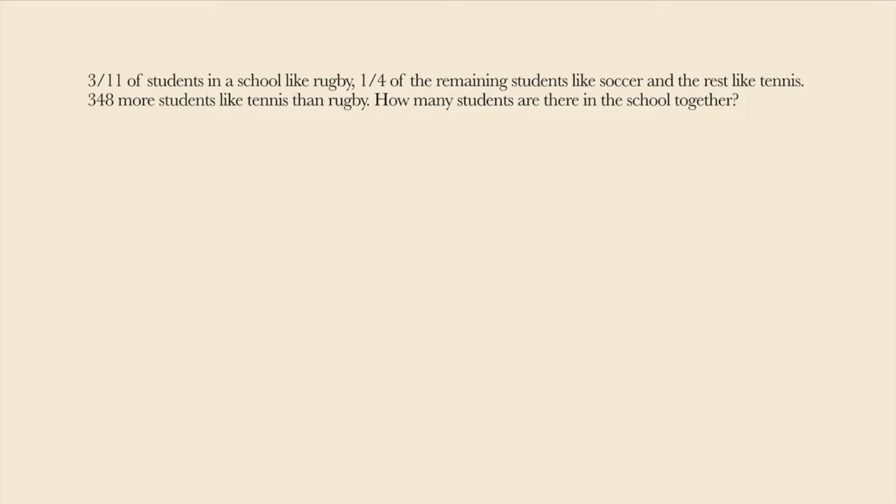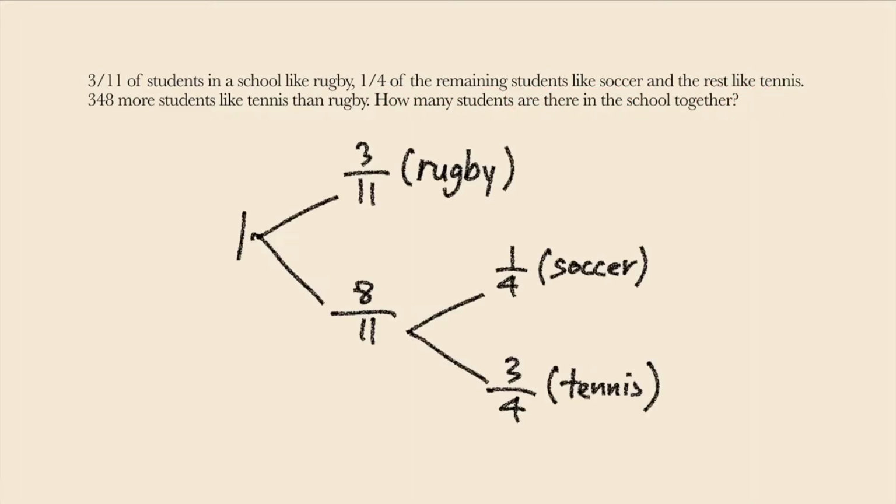3 out of 11 of students in a school like rugby, 1/4 of the remaining like soccer, the rest tennis. Okay, so the diagram will look like this. 3/11 of the total like rugby, which means the remainder is 8 out of 11. 1/4 of this remainder like soccer. The rest, if 1/4 is up here, this will be 3/4. The rest like tennis. Now we are going to make a comparison between students who like tennis versus students who like rugby. How many units like rugby? It's actually 3 out of 11, so 3 units.